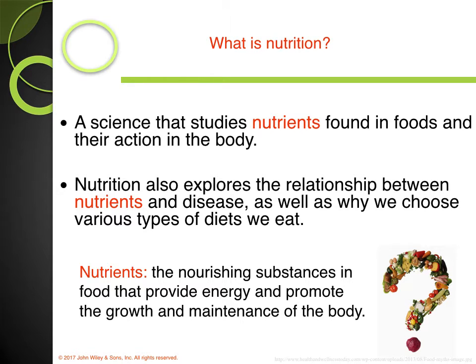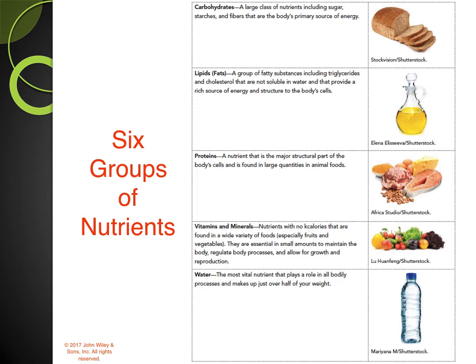All right, so what is nutrition? It's a science that studies nutrients found in foods and their action in the body. Nutrition also explores the relationship between nutrients and disease, as well as why we choose various types of diets we eat. And what do we mean when we say nutrients? Those are nourishing substances in food that provide energy and promote the growth and maintenance of the body. There are 6 different categories of nutrients. This is really a simple breakdown, and this is how we continue to go through the course.